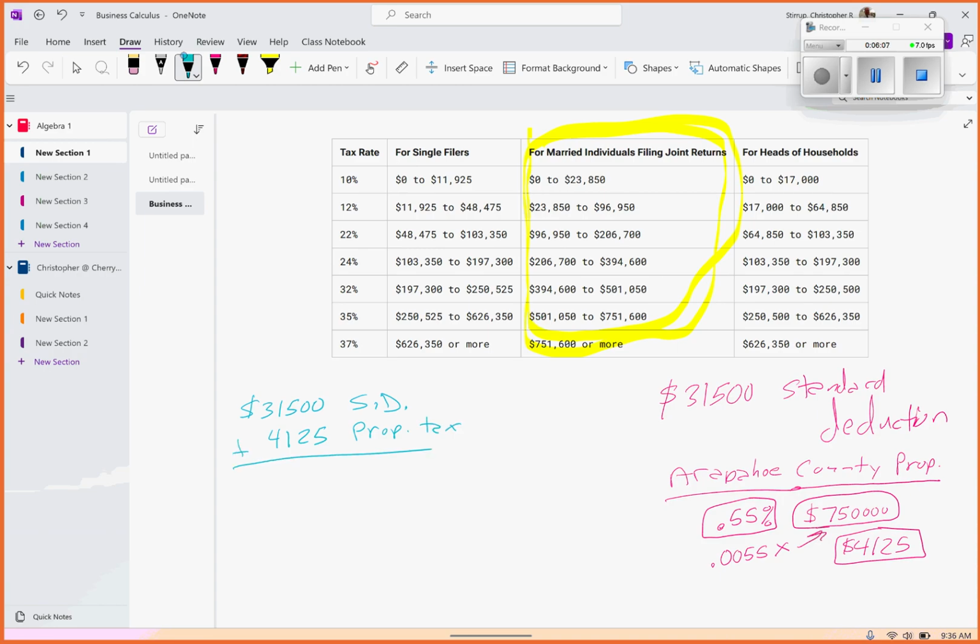If I add those together, my taxable income is going to be lowered by $35,625. So if you fell in this range, the two of you making between $206,700 and $394,600, whatever you had made here, you would subtract $35,625 from that, because it's going to lower your taxable income.